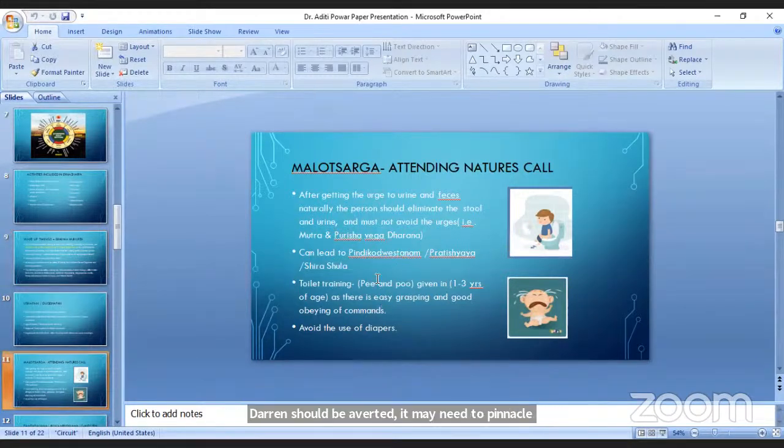Toilet training, that is, pee and poo training, must be given at 1 to 3 years of age, as there is easy grasping and good obeying of commands. As the child grows, avoid the use of diapers and train them properly for toilet training.